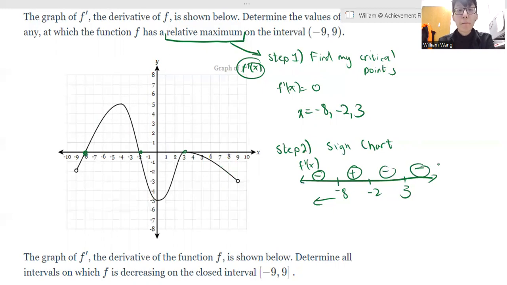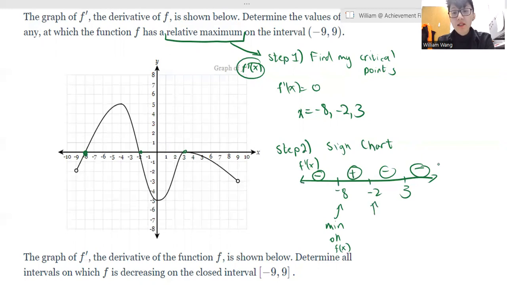All right, a relative maximum. When does this occur? Well, let's label my sign chart. First, my derivative goes from negative to positive. That is a minimum, right? When I go from negative to positive, the derivative, that means it's a minimum on, I'll say, f of x, right? Negative to positive derivative means it's a minimum on f of x.